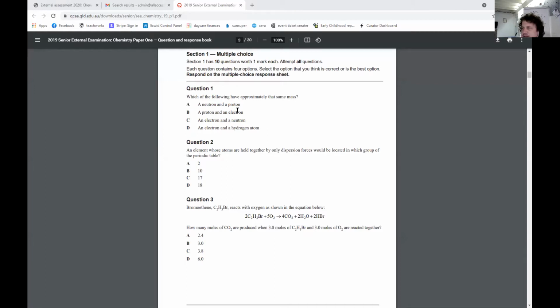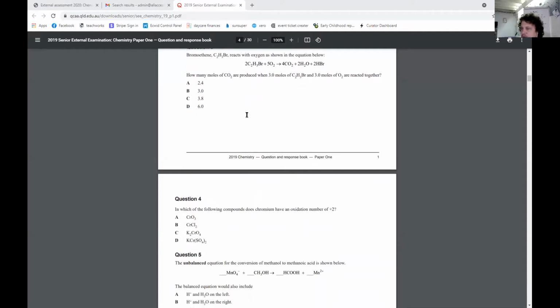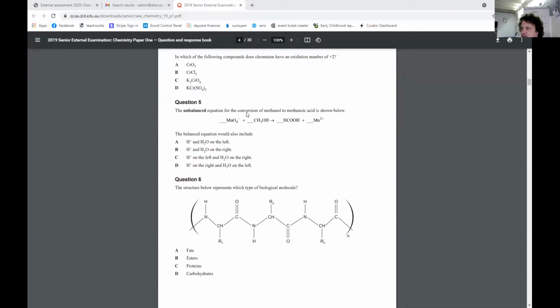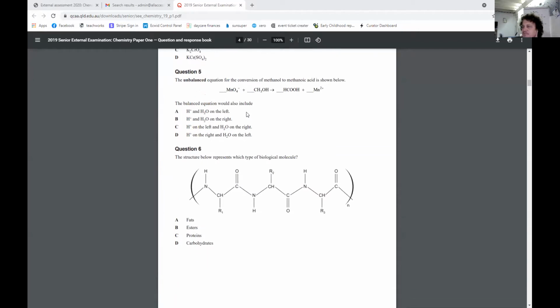Go all see the 2019 paper. Sweet. Okay. Question 6. 2 minutes. What kind of organic molecule is this and why?